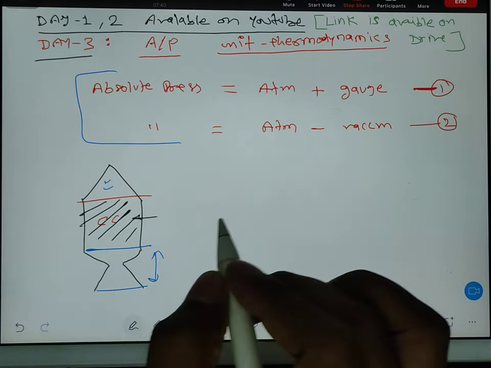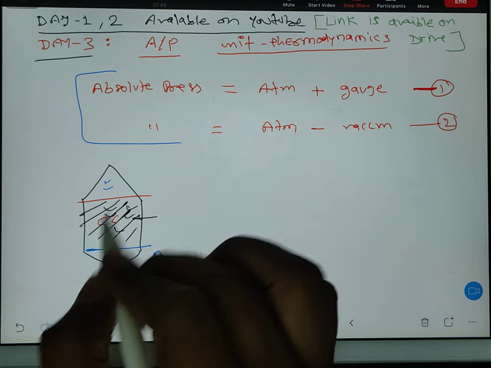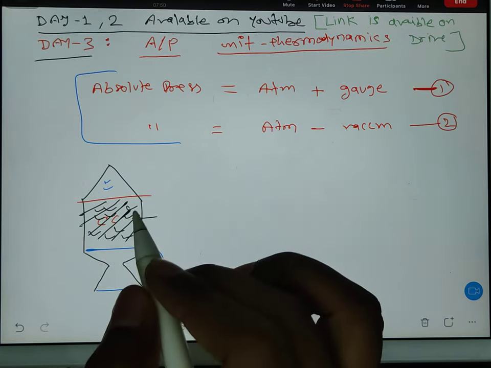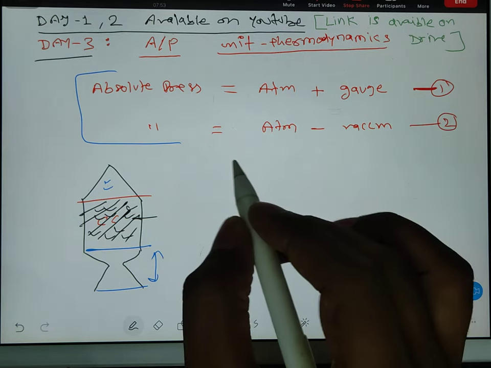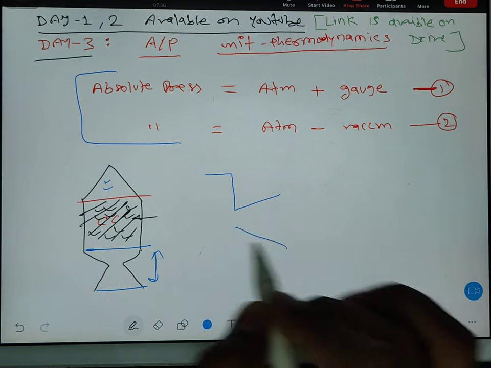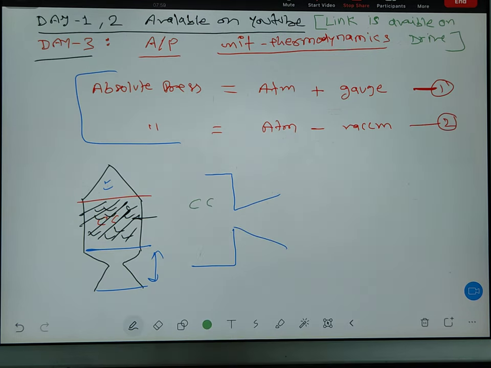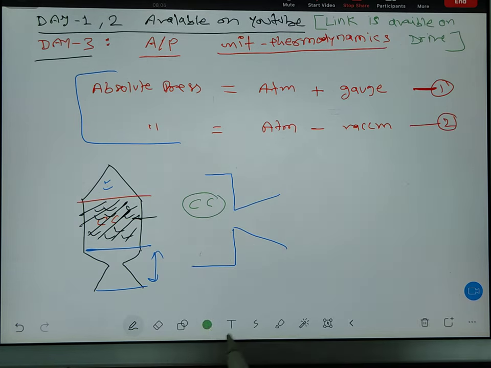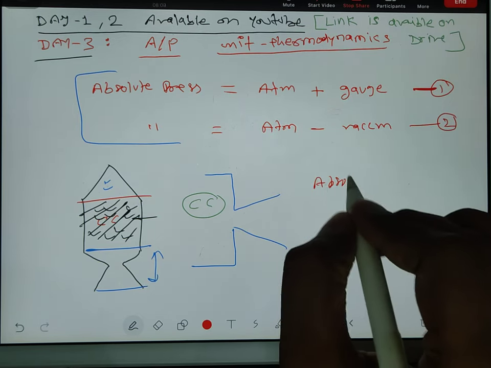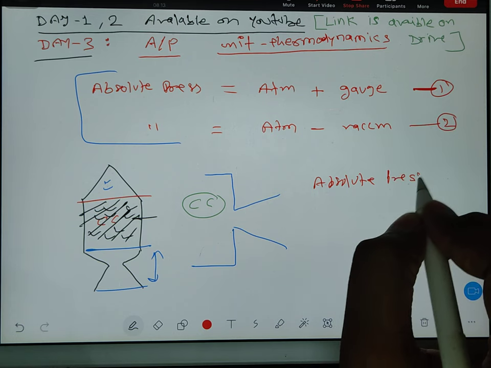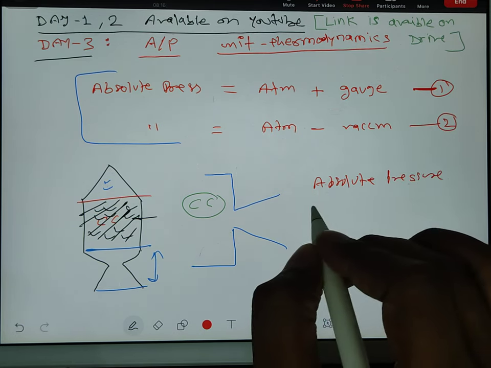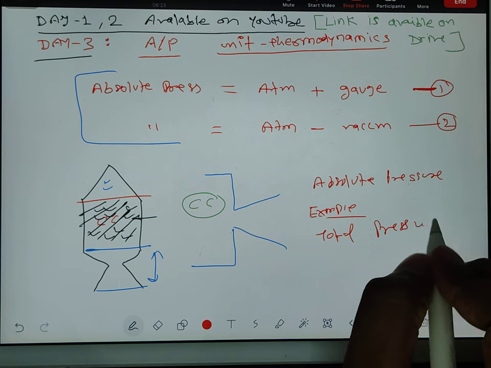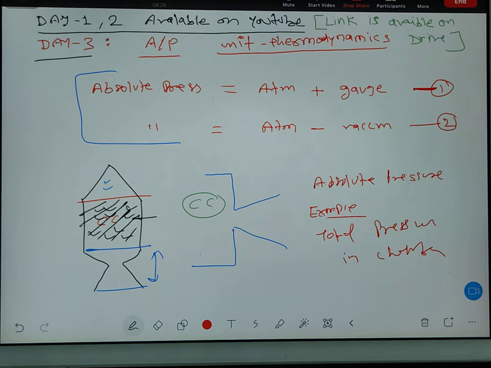So in this chamber, whatever pressure is produced after gases are burned, or after solid fuel or liquid fuel is burned, that pressure is the chamber pressure. In most cases, when you study gas dynamics books, they draw a diagram like this, and this side they say is the chamber, okay? So in this chamber you have a certain pressure. What kind of pressure is that? That is absolute pressure. So you just mention here: absolute pressure. This is nothing but, for example, total pressure in chamber, okay?